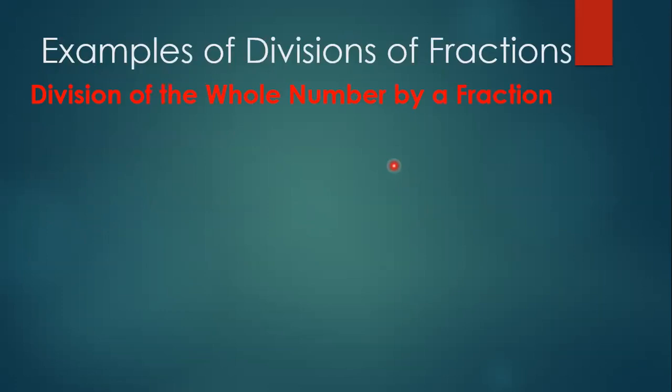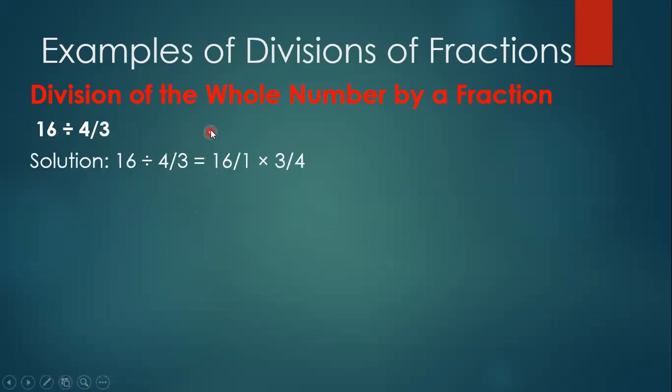Example of division of fractions. Suppose you have 16 divided by 4 by 3. Okay. What will you do? 16 is a whole number. 16 can be written as 16 by 1. What is the thing we learned? Leave the first number as it is. We have left it as it is. Change the second thing: division gets changed to multiplication. And the third thing is flip me over. Flip me over means 4 by 3 becomes 3 by 4.